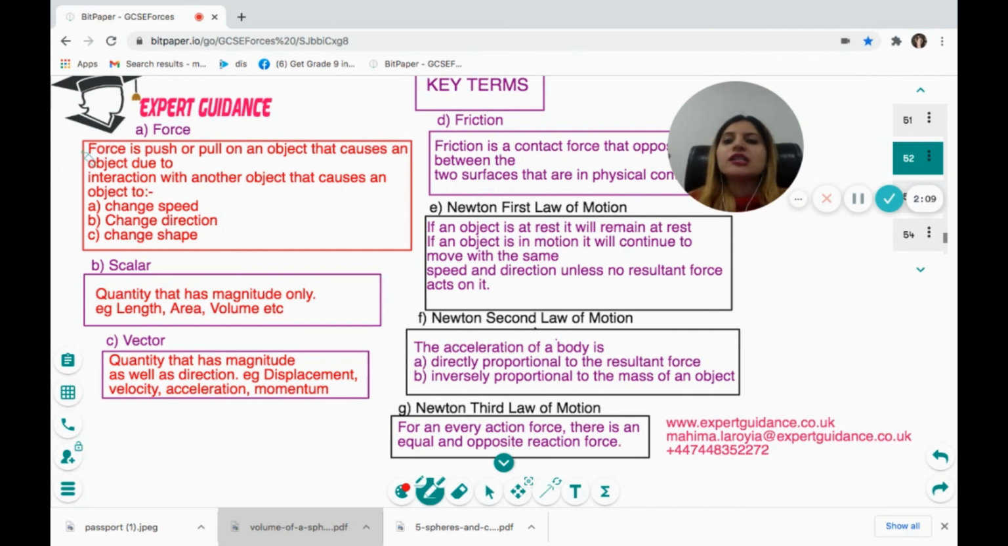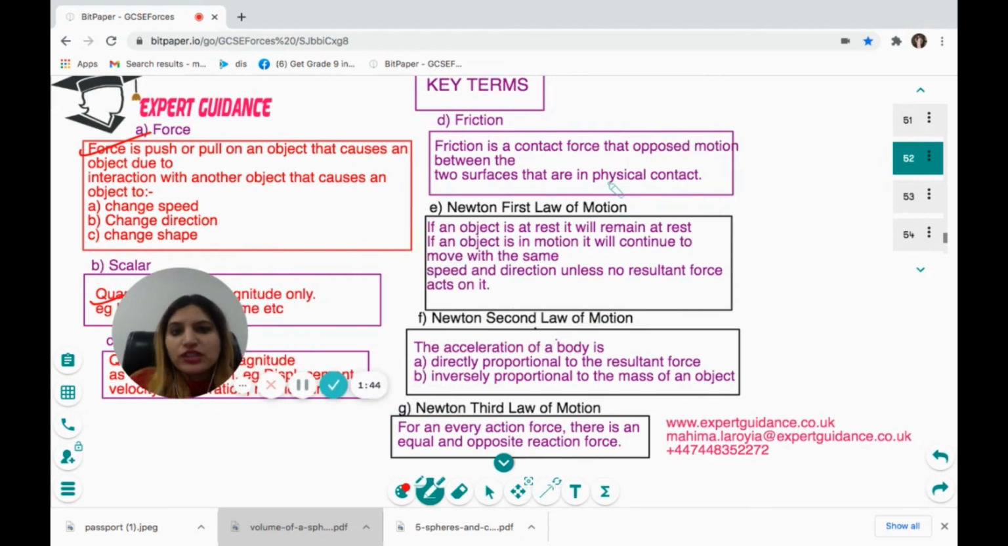Just to summarize, force is a push or pull on an object, due to an interaction with another object, and it causes an object to change speed, direction, or shape. Scalar is a quantity that has magnitude only, like length, area, and volume. Vector is a quantity that has magnitude as well as direction. Example, displacement, velocity, acceleration, momentum. Friction is a contact force that opposes the motion between two surfaces that are in physical contact.